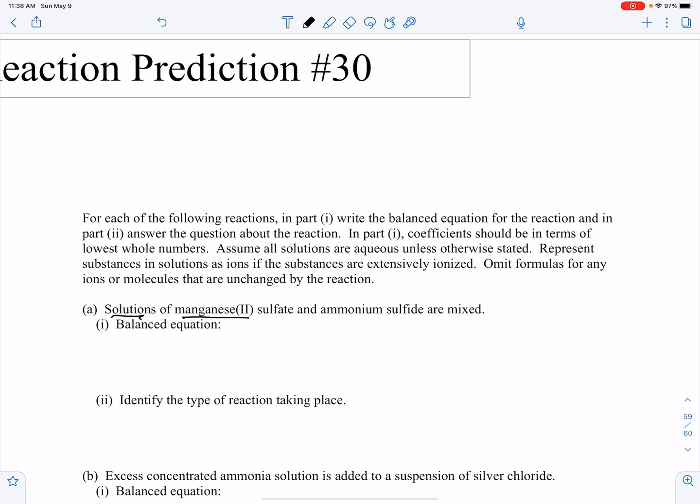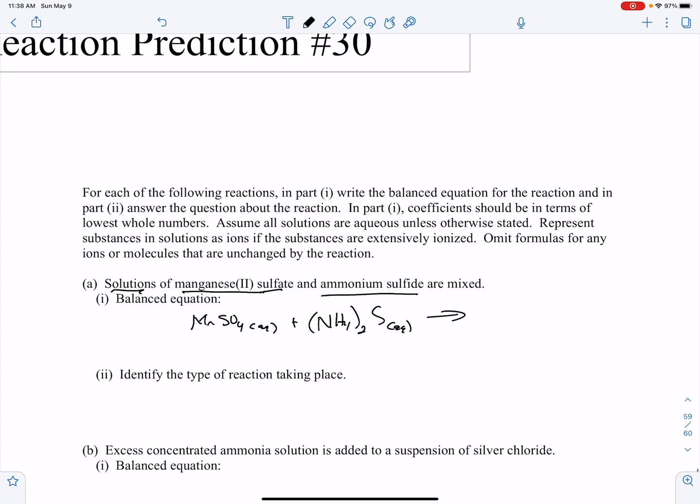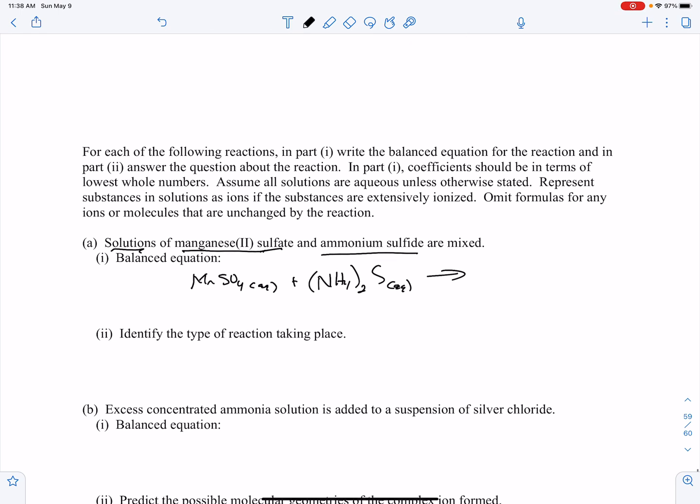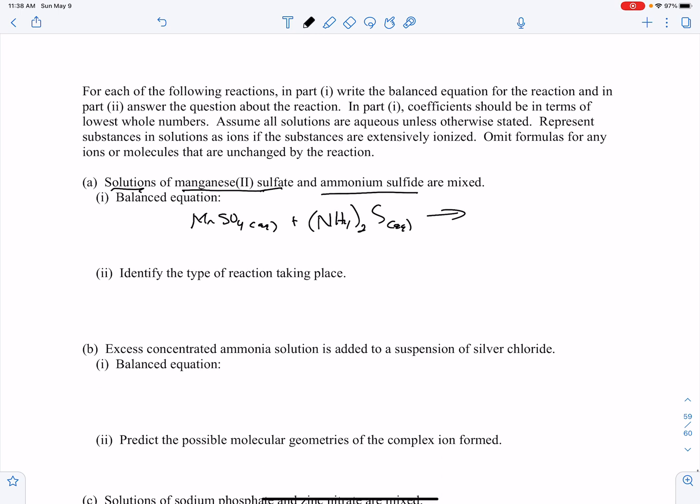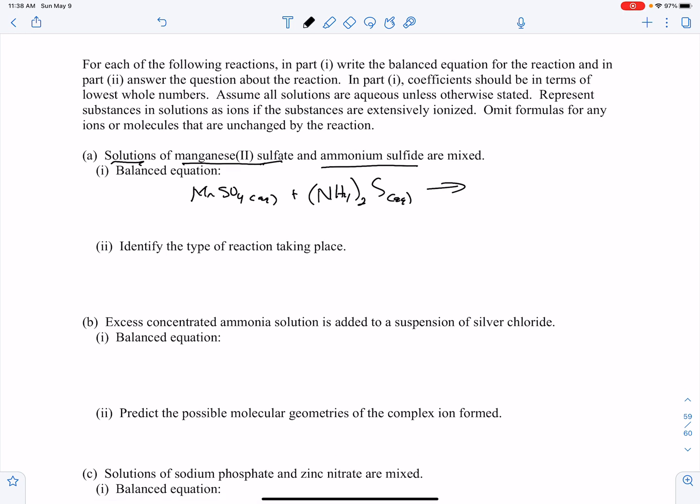Solutions of, so obviously aqueous manganese sulfate and ammonium sulfide. So MnSO4, aqueous, ammonium sulfide, (NH4)2S, again aqueous. And this is a double replacement reaction that should form a singular precipitate as our product, with our two spectator ions also being in the products and reactants. This should have been a nice, easy one for us.